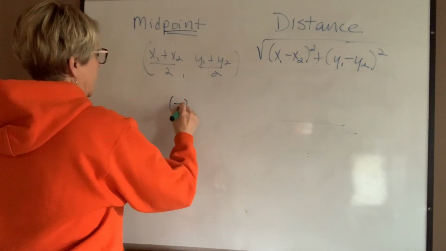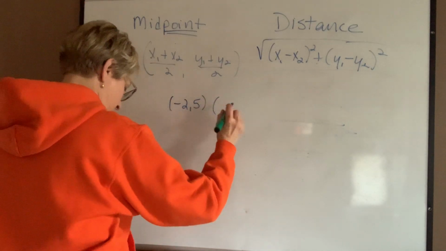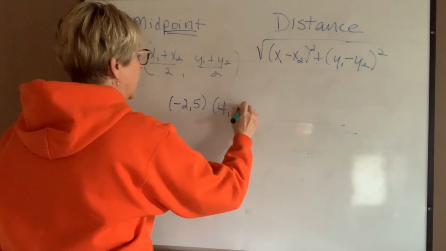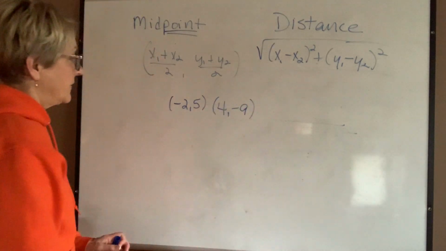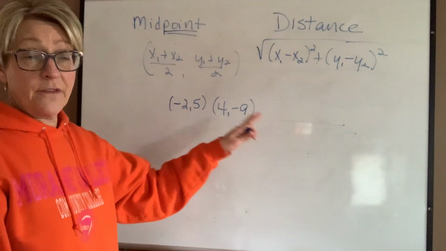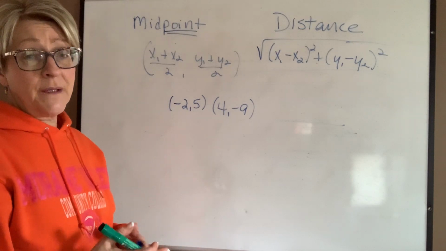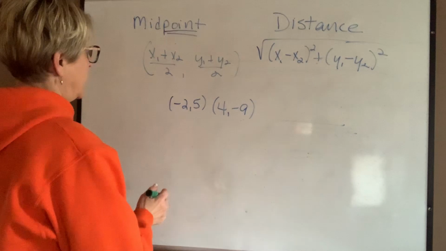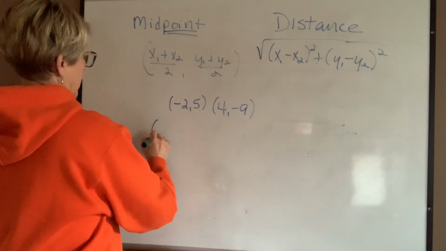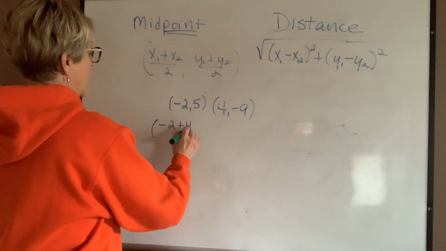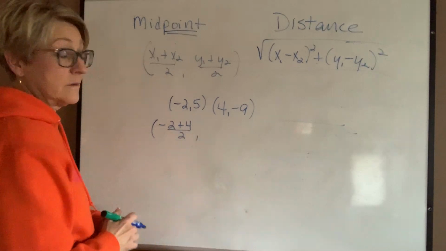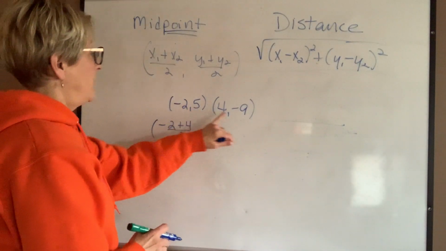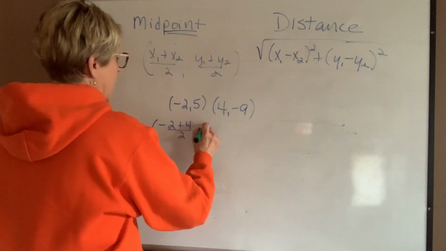So let's say -2, 5, and 4, -9. And we're going to do both things here. We're going to find the midpoint and we're going to find the distance. So midpoint, add them up. -2 plus 4 over 2. 5 plus a -9. Watch your signs.